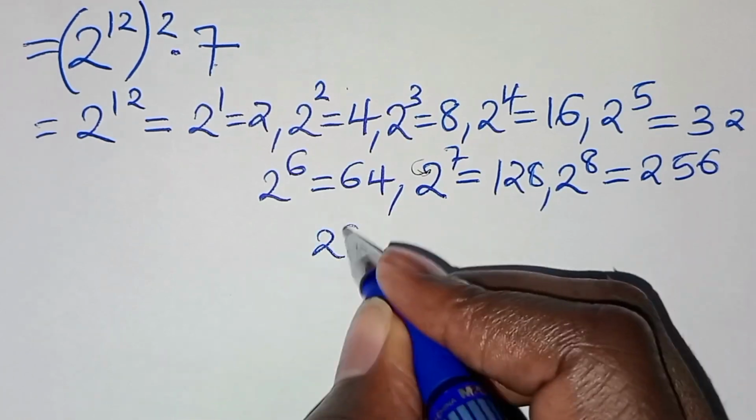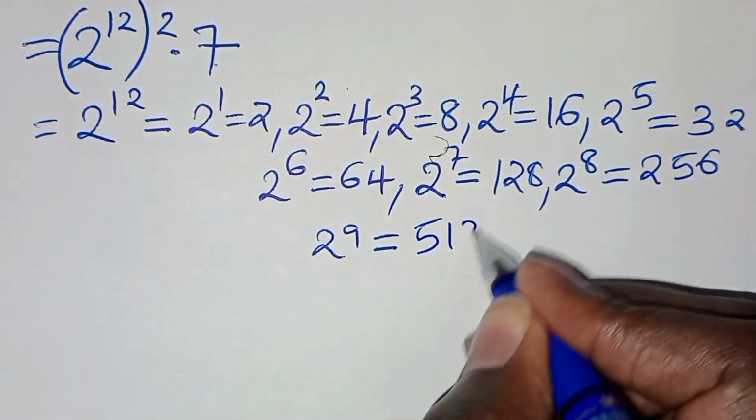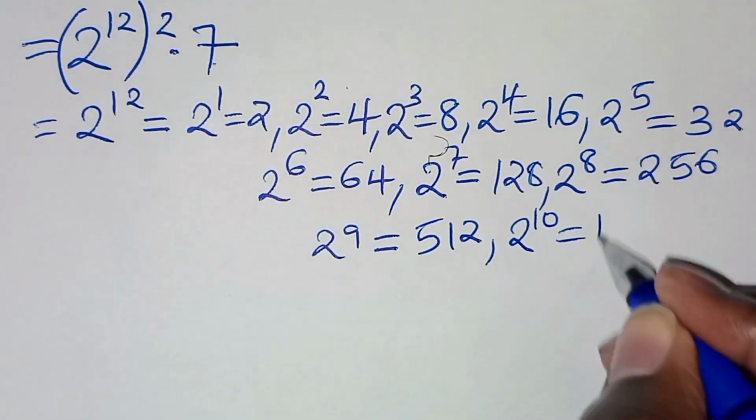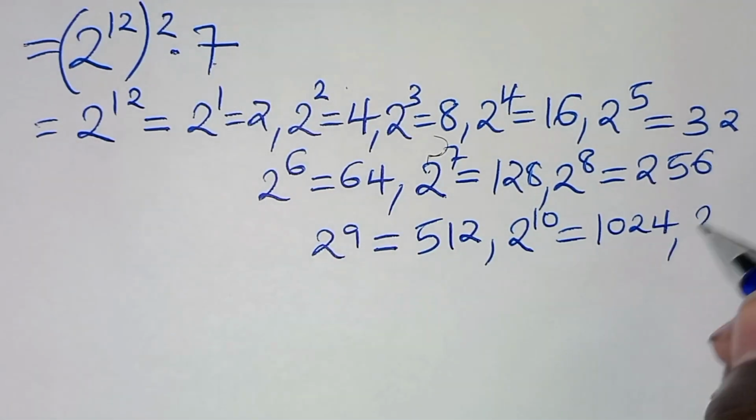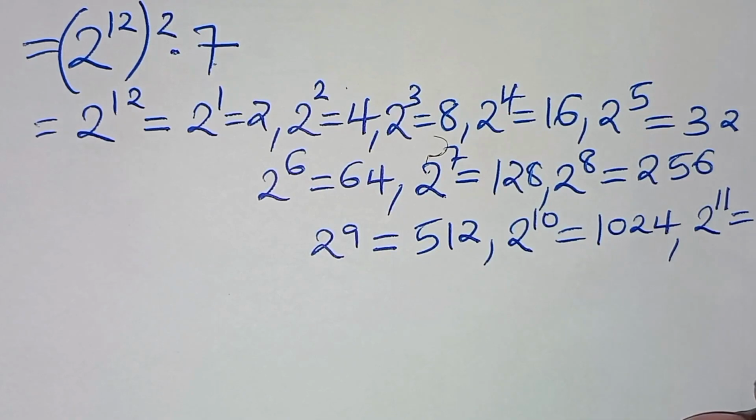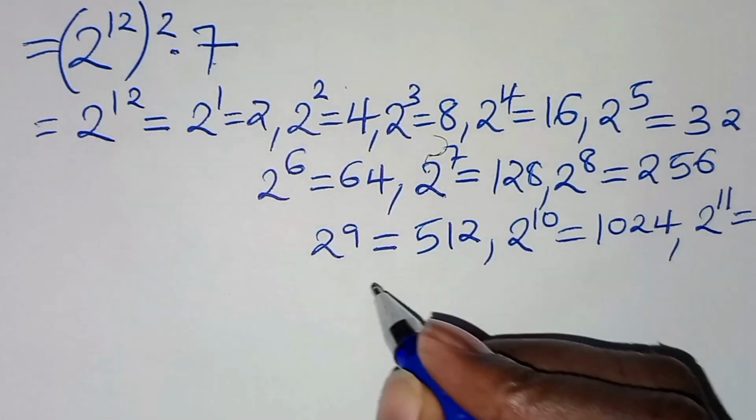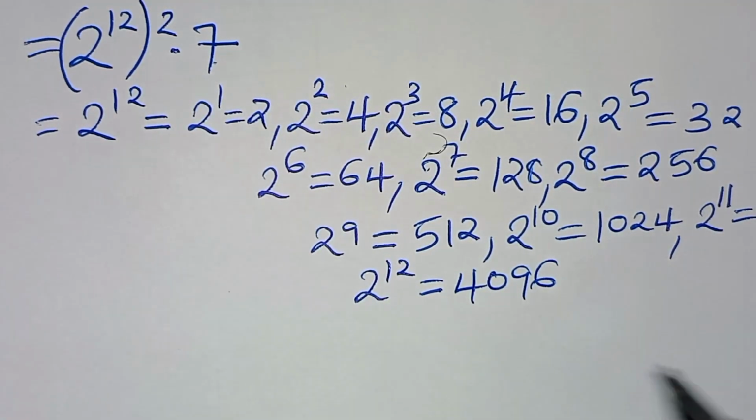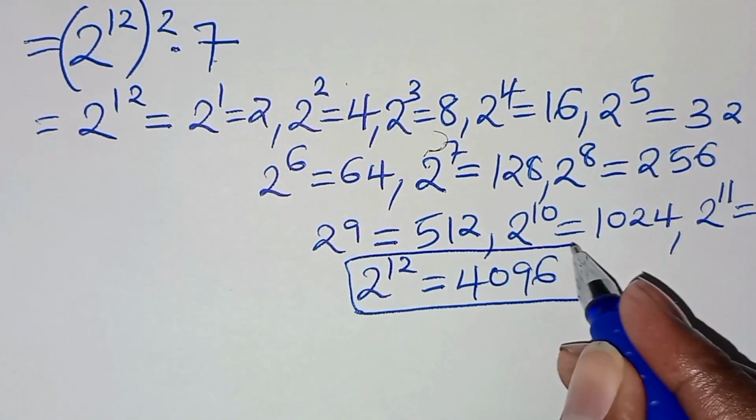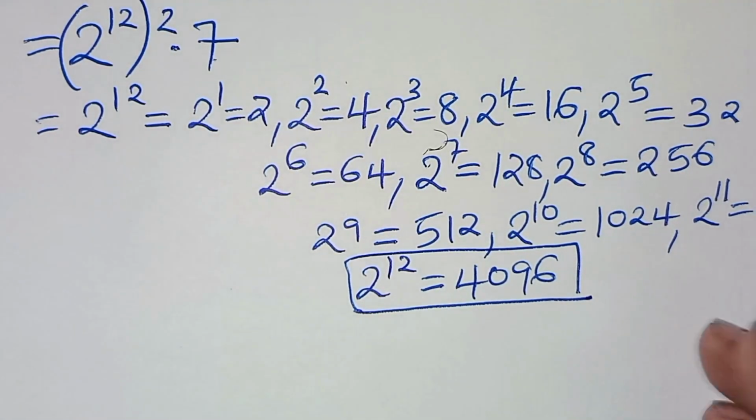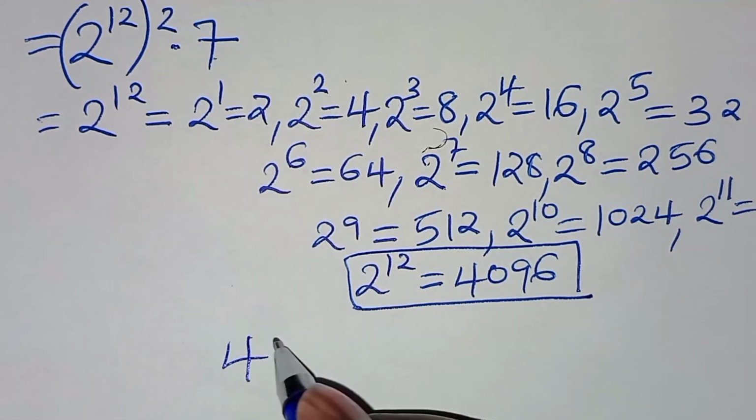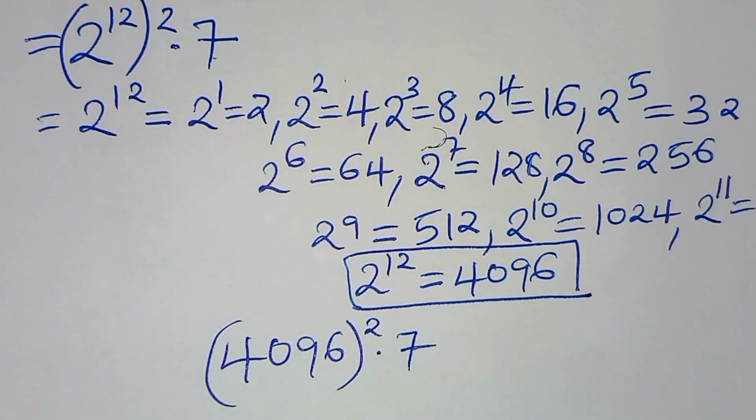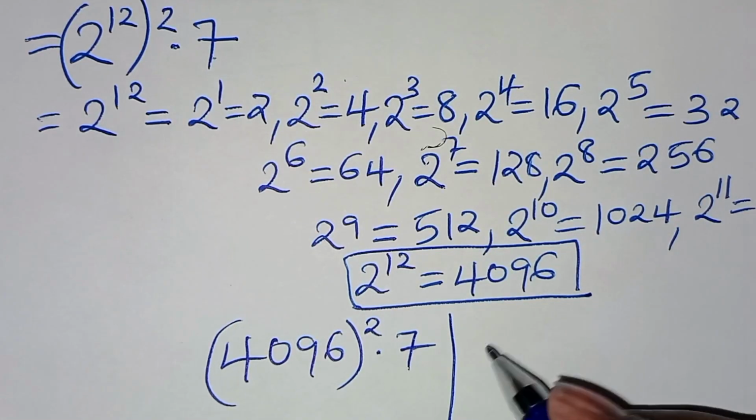Then 2 to the power 9, this is equal to 512. And then we have 2 to the power 10, this is equal to 1024. And then we have 2 to the power 11, this is equal to 2048. And 2 to the power 12, this is equal to 4096. So this is what we need. So we have 2 to the power 12 is equal to 4096. So we have 4096 squared multiplied by 7.